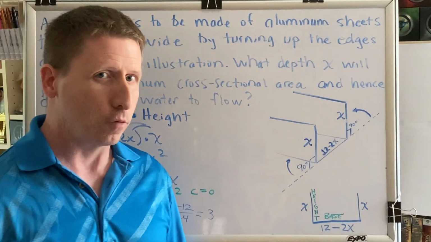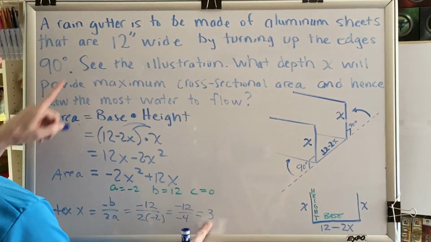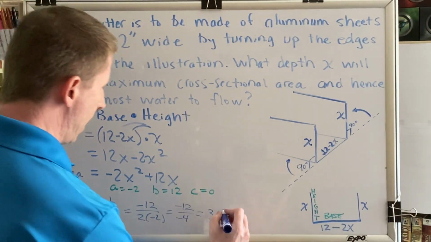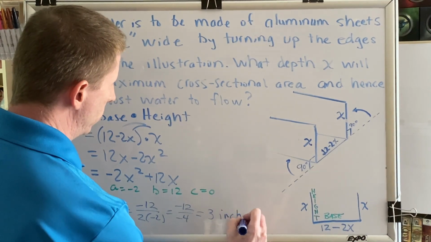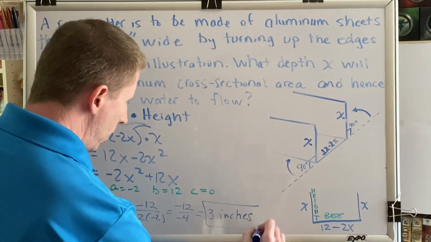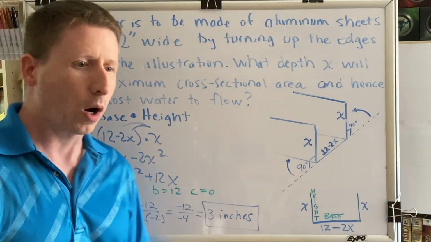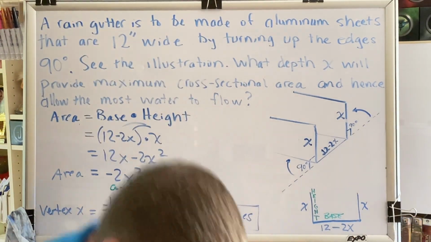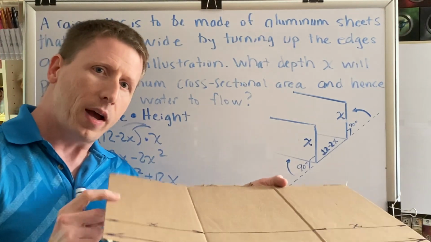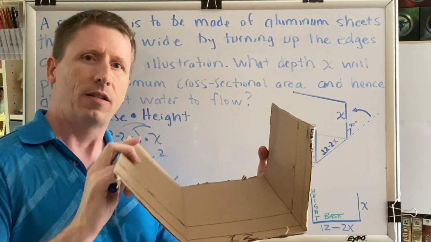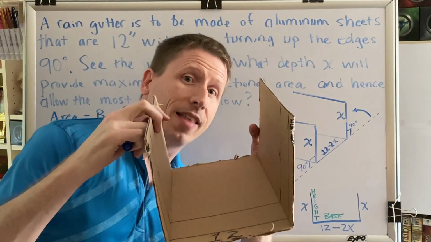But we need units of measurement. We noticed that in this problem everything was being measured in inches. So therefore this has to also be measured in inches. And this is the final answer to our question. So, take your 12-inch wide piece of aluminum sheet, take 3 inches off of this side, take 3 inches off of this side, and let the water flow.